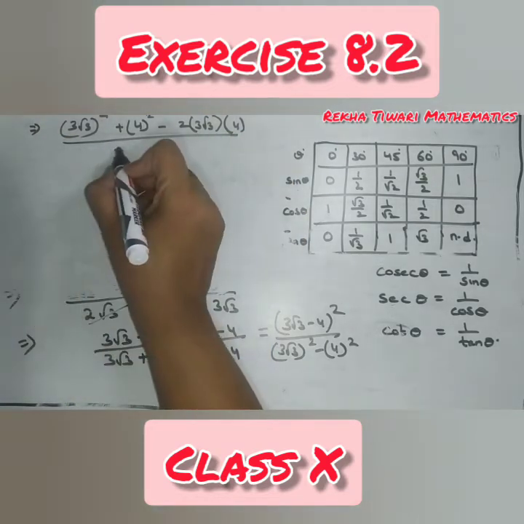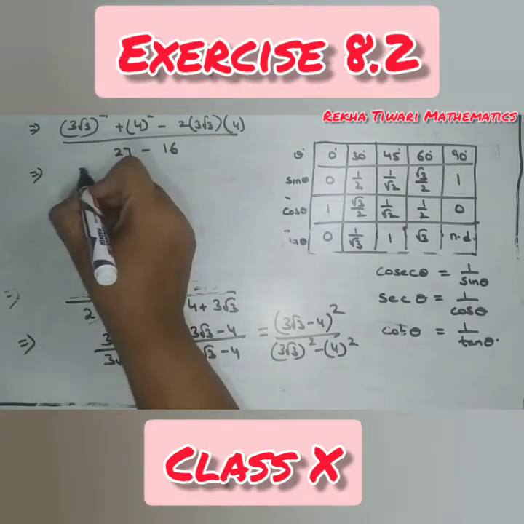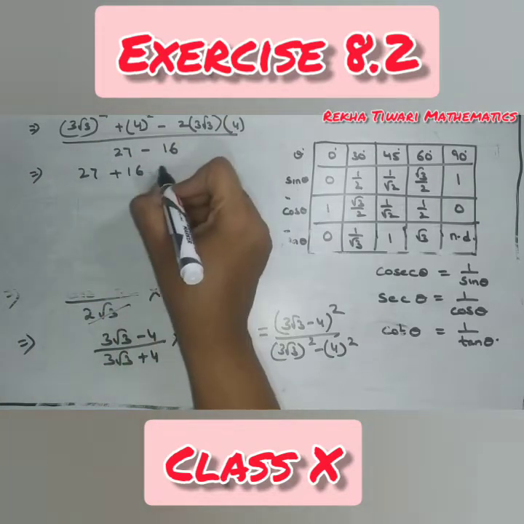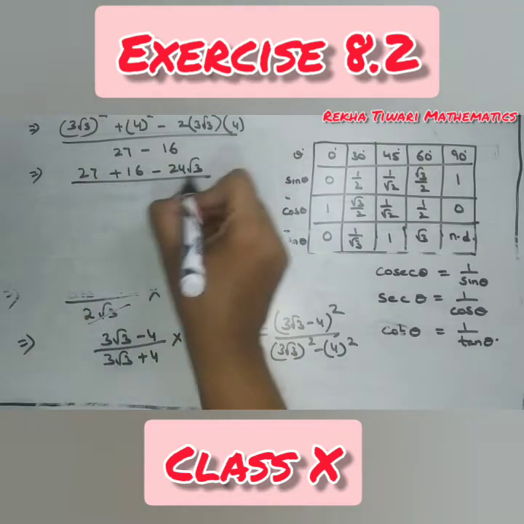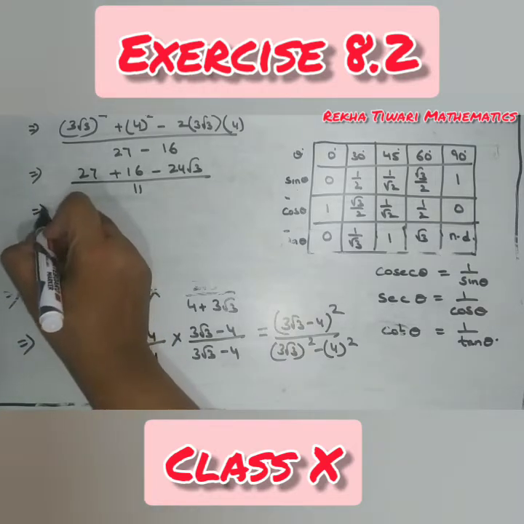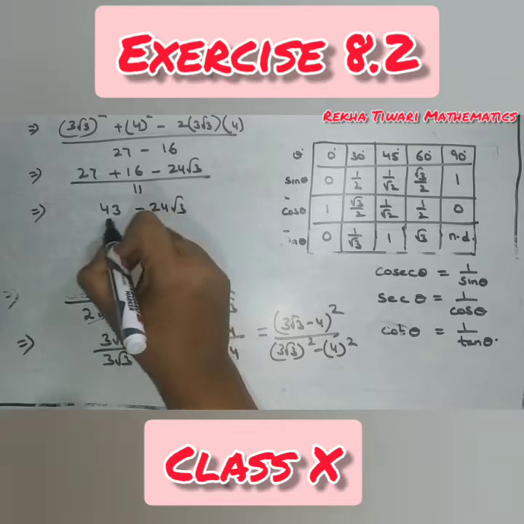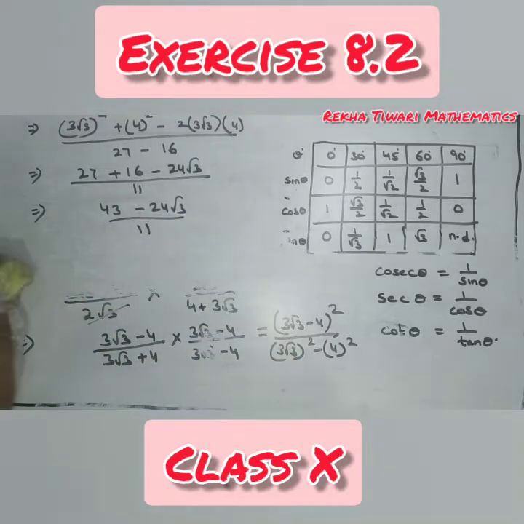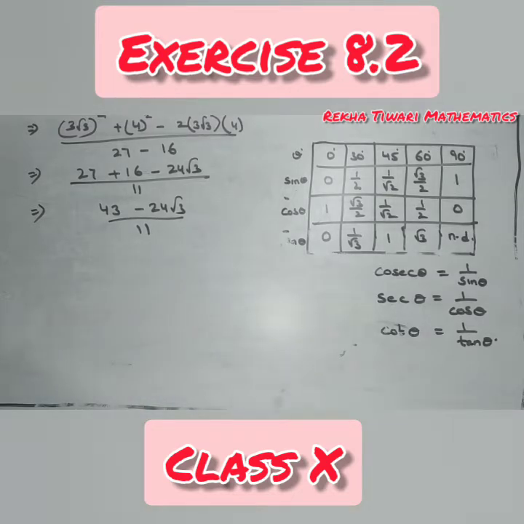9 3s are 27, minus square of 4 is 16. So this is 27 plus 16 minus 8 3s are 24 root 3, whole upon 11. 27 minus 16 is 11. So the answer is 43 minus 24 root 3 upon 11. I hope it is clear now. Fifth part, try yourself. Okay, come to question number 2.